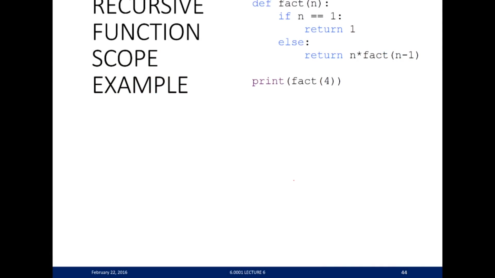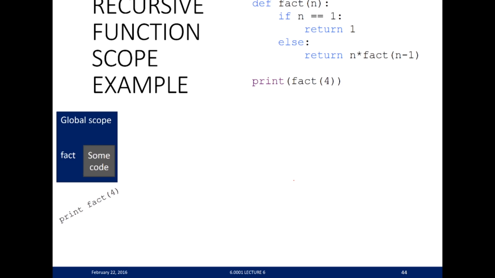So here's my definition of fact. Fact of n is if n is equal to 1, return 1. Otherwise, return n times fact of n minus 1. And I'm going to call it on a value of 4, and I want to print out the result of that. I'm going to do this reasonably quickly because you've seen these pieces before, but let's look at what happens.